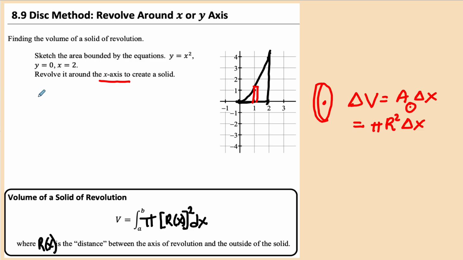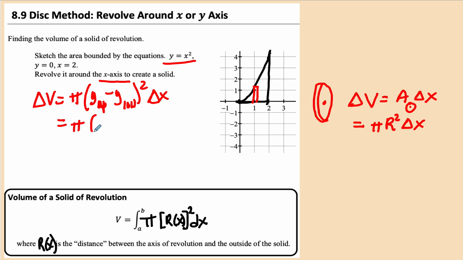Okay, let's go ahead and set up the problem. So we have delta V, and we are going to write pi, and our radius will be y of the upper minus y of the lower, and it's going to be squared, and then delta x. Now the y of the upper is our parabola, so this will be equal to pi, and then this will be x squared, and the lower will be 0. I won't bother writing minus 0, and then delta x.